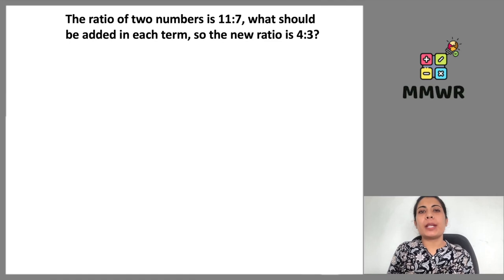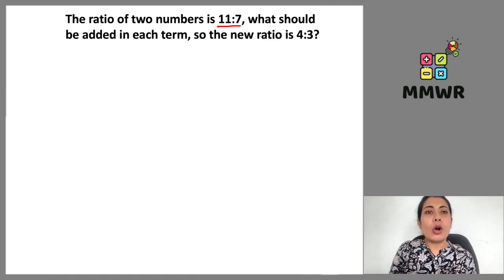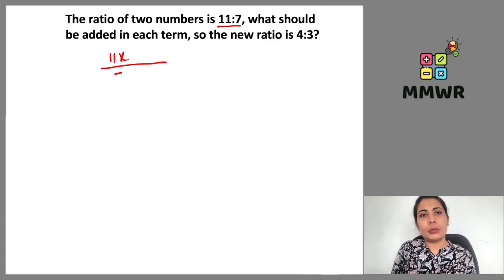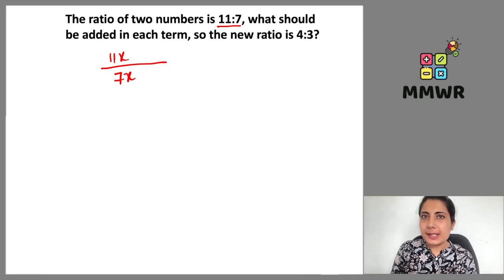The ratio of two numbers is 11:7. What should be added in each term? So we can write the ratio in the fraction form. We all know that. So 11x upon 7x. This is the ratio given to us. We have to add something into this.